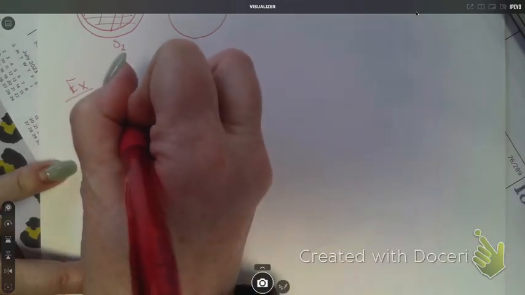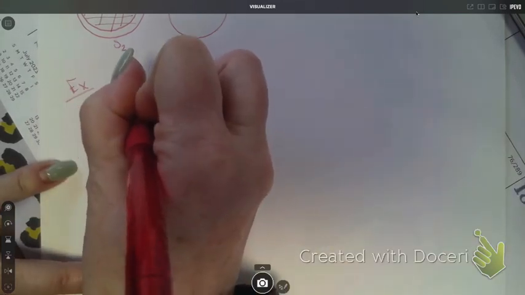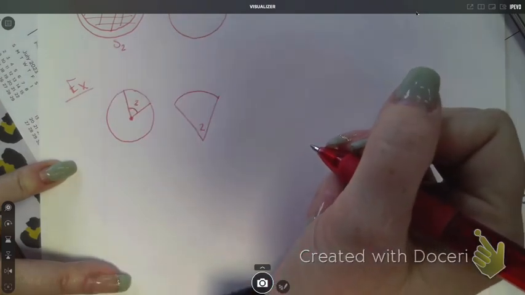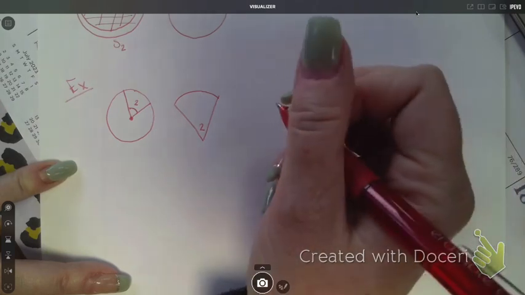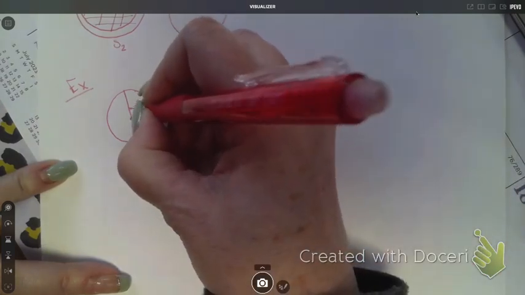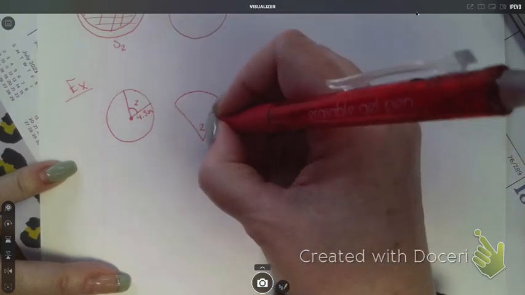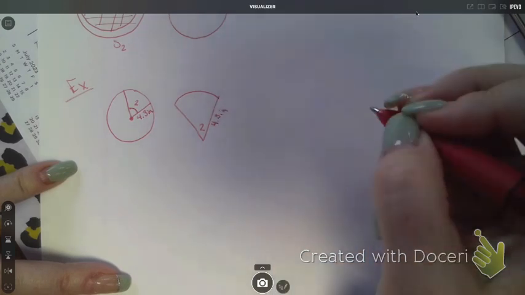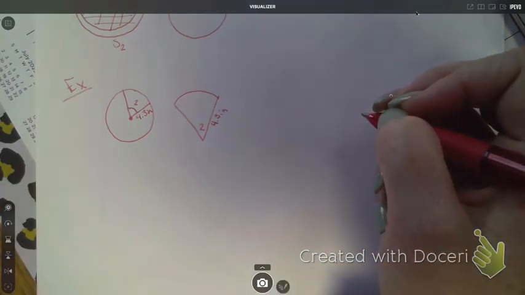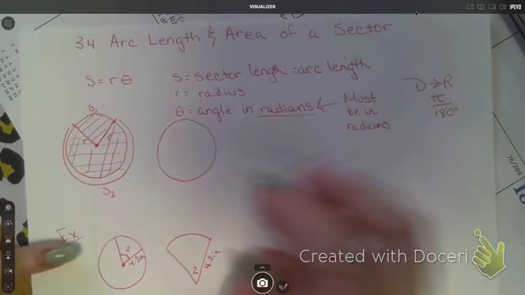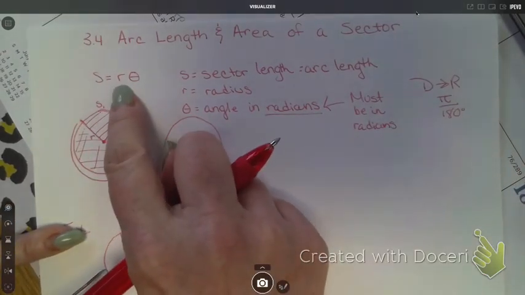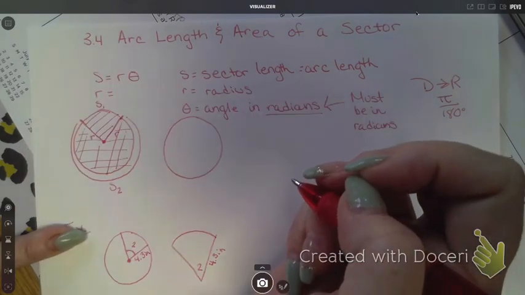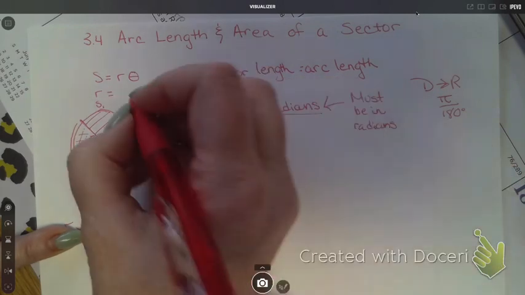Okay, so it told me that the central angle is 2 radians. So where's that? Right there. So that's 2. And it says that the radius is 4.3 inches. So 4.3 inches and 4.3 inches. So what am I looking for? S, R, or theta? S. Can I move this around to make it R? R equals S over theta.